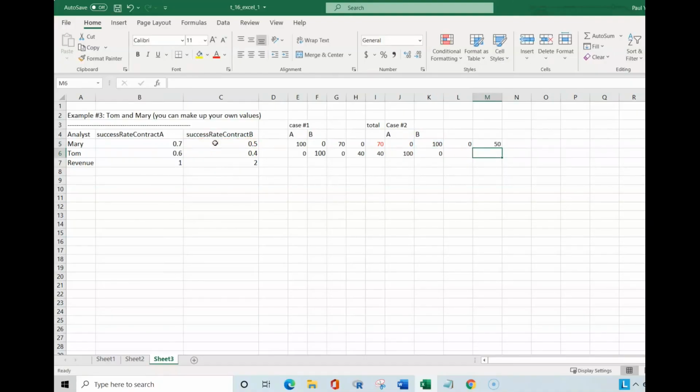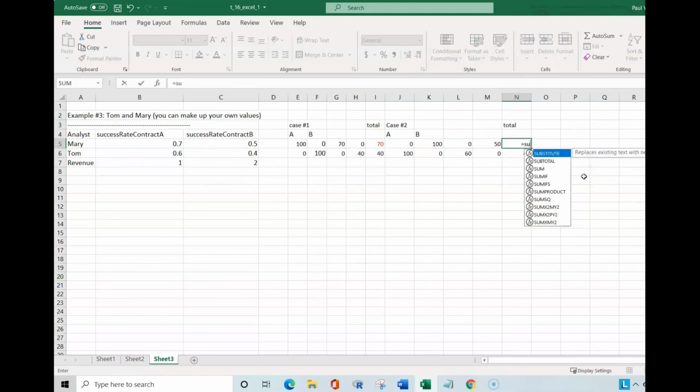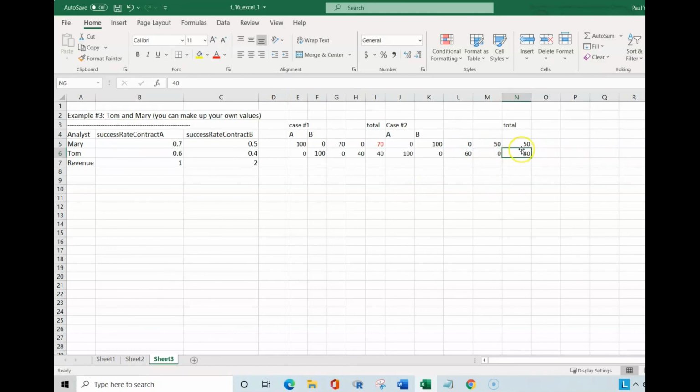Similarly, let's look at the performance of Tom. Tom is 60%, right? It's 60. So for case number 2, Tom is better. Because the total value, no, that's not correct. So summation of 2 actually should be 50 for Mary. Summation of 2 should be 60 for Tom.